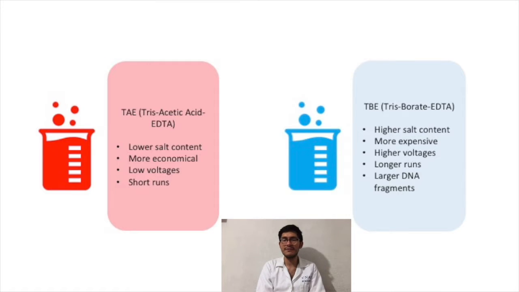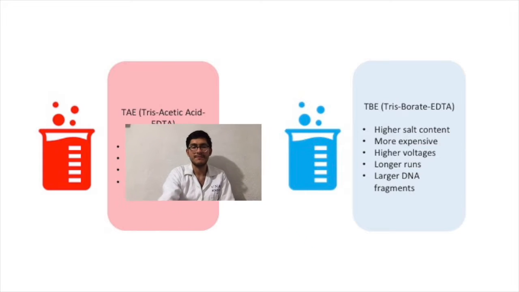In general, two different buffers are employed in the genetic engineering laboratory, TAE and TBE. Depending on the nature of the electrophoresis, the first one can be used when the running of the gel is carried out under conditions that imply lower salt content. It is more economical than TBE, but is not recommended for long runs or high voltages. On the other hand, the TBE has a higher salt content and is used for longer runs and for the separation of larger DNA fragments.